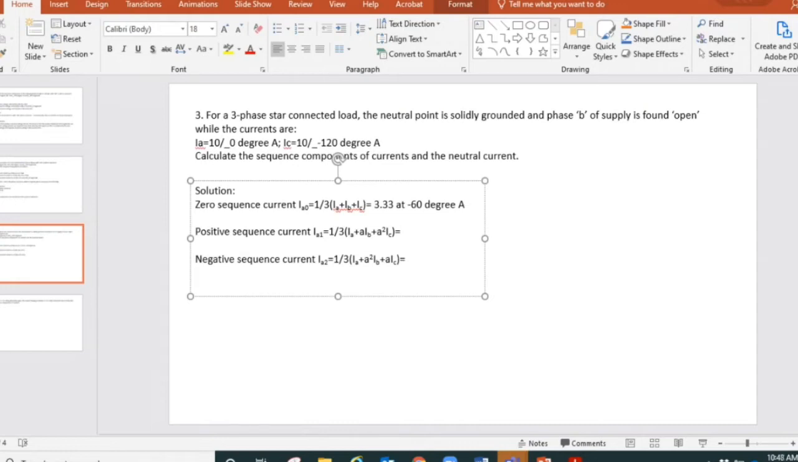For IA1, I'm getting 3.33 and the positive 60 angle. I'm not sure if it's correct. IA1? I'm getting 3.33 and an angle of 60 degrees. But let me double check. IA1 or IA0? The first one is IA0, IA1 is the second one, IA2 is the third one. So are you sure that you are mentioning 3.33 at 60 degrees positive for IA1? Let me double check, but I thought I was calculating for IA1. The formulas are on the screen. If you look at the screen, you will get the formula there.